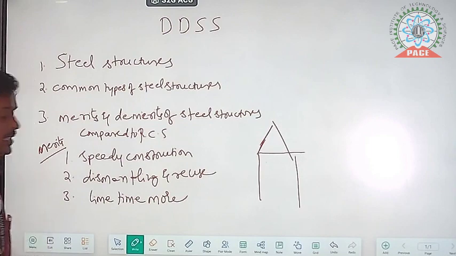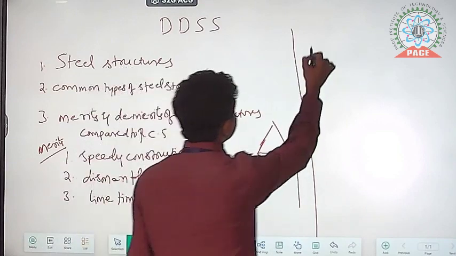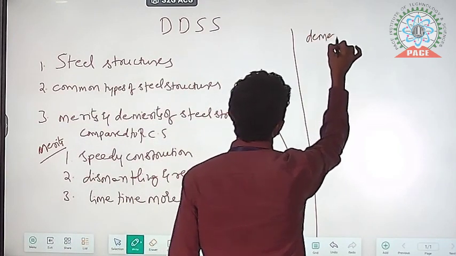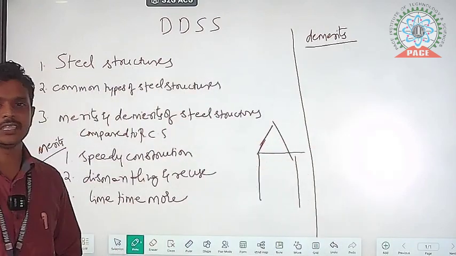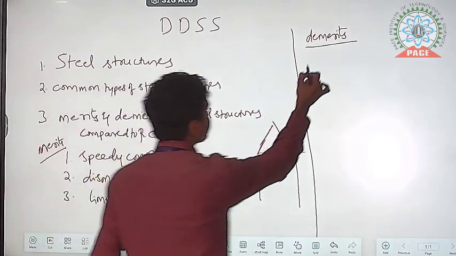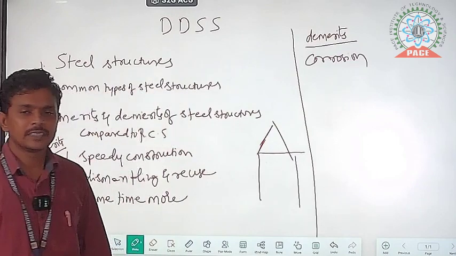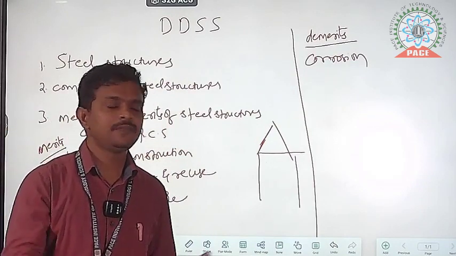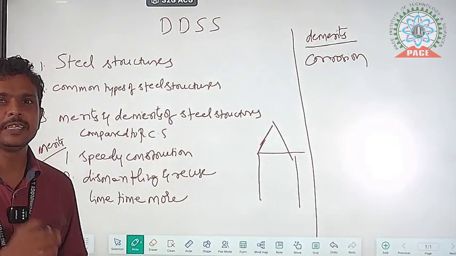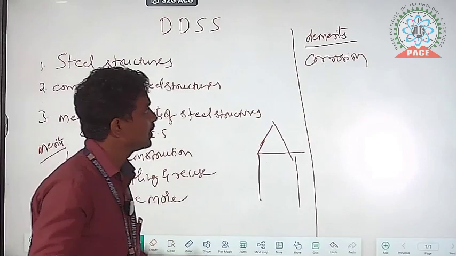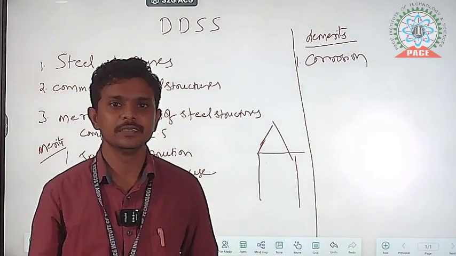For example, the disadvantages are the demerits. The main disadvantage of the steel structure, one is corrosion. Corrosion will happen. That is the main problem. If corrosion happens, slowly the structure may also fail a little bit. So that is one of the main problems. But we can rectify this corrosion by applying some paints. That is not a major problem, but we also have to consider it in the demerits.